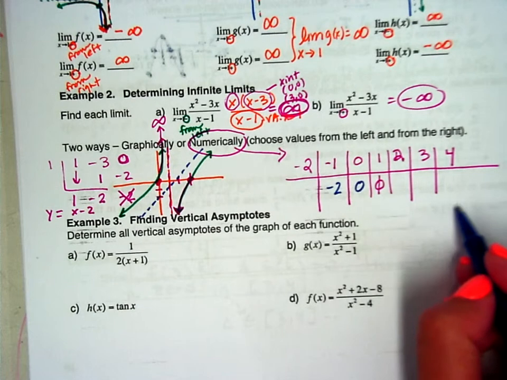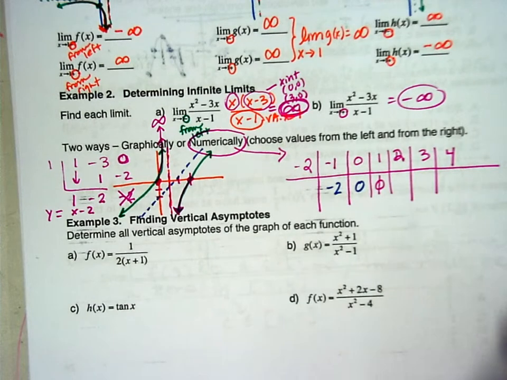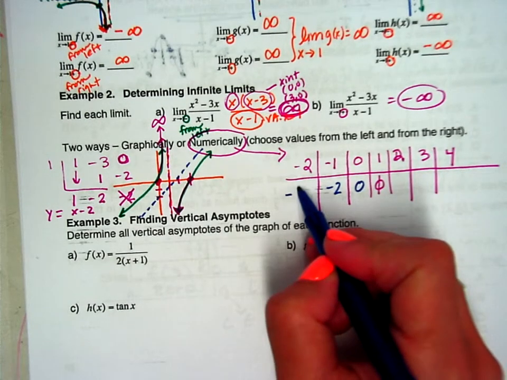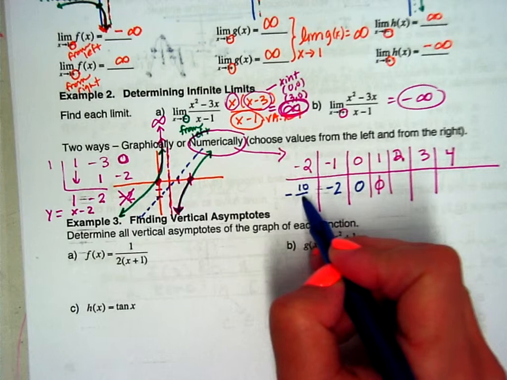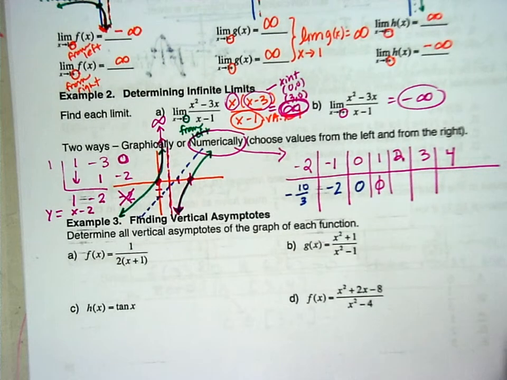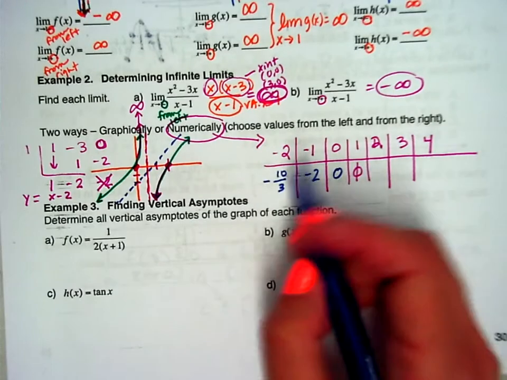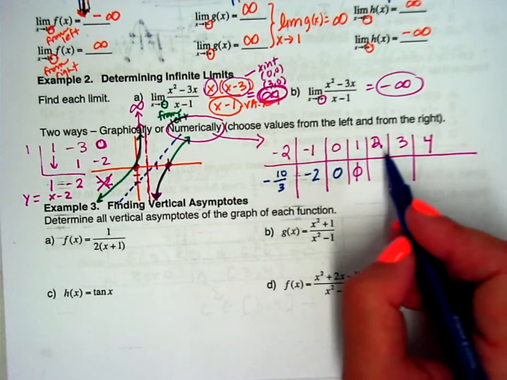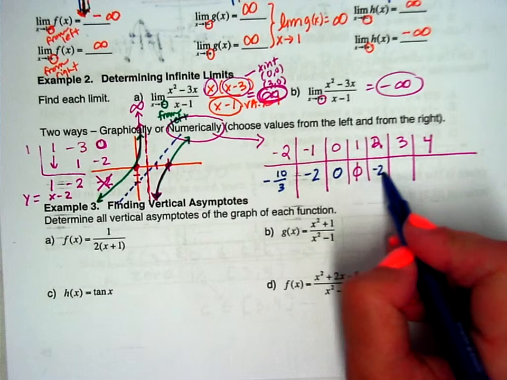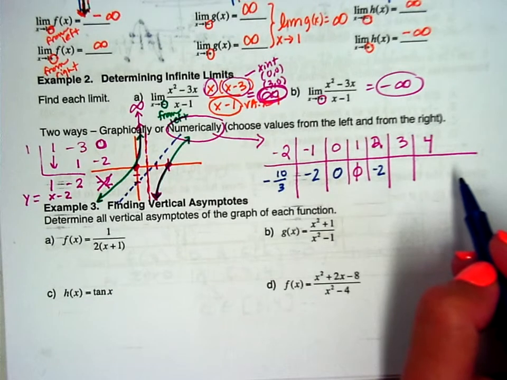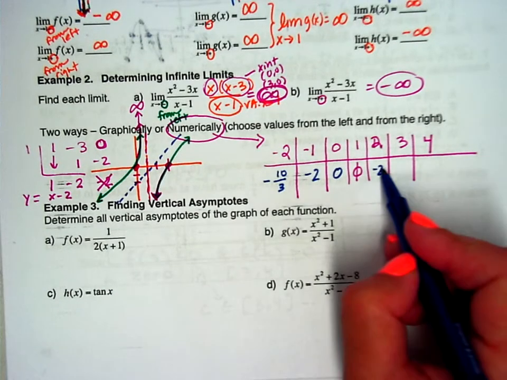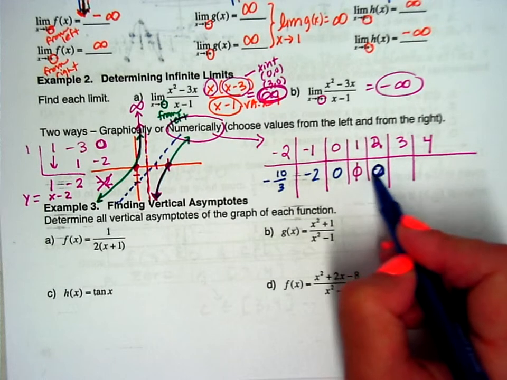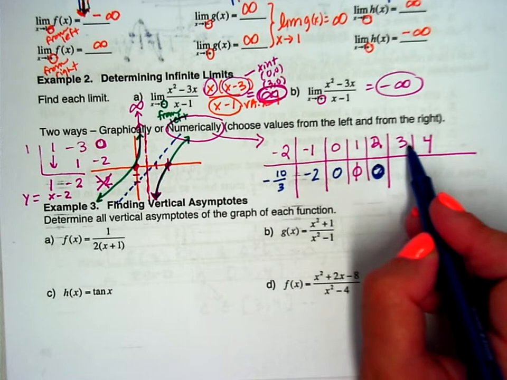What am I getting here? 4 plus, so 10, negative. Is that true? These look right? What's this? 2, 4 minus 6, negative 2 over 1. No, that's not right. It should be 0, right? And then 3.